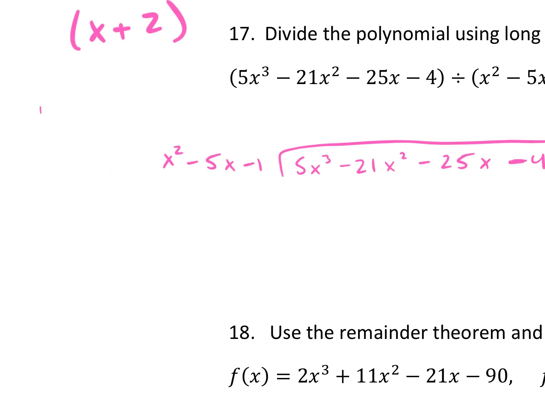When we do long division, there's 3 steps. Step 1, we divide. Step 2 is multiply. Step 3 is change the signs and combine.